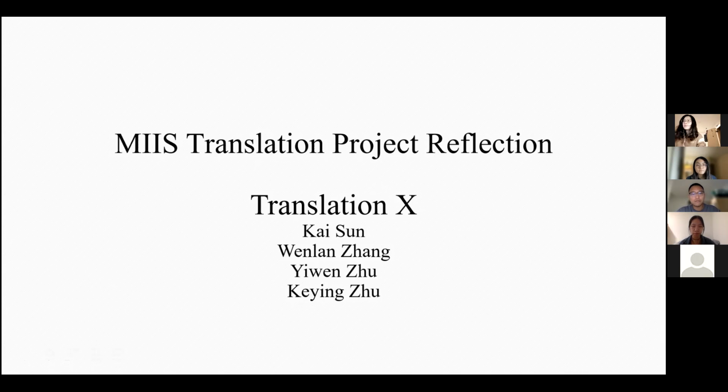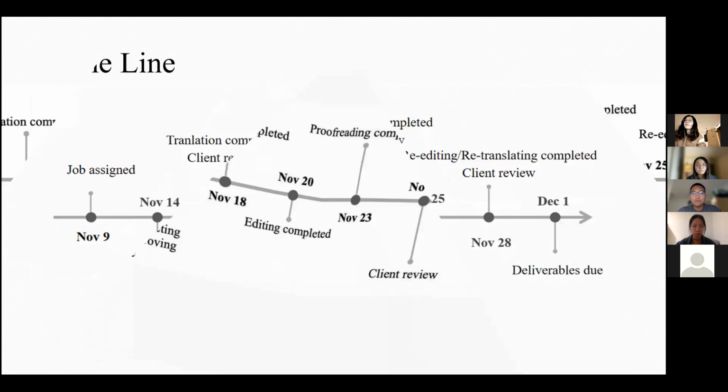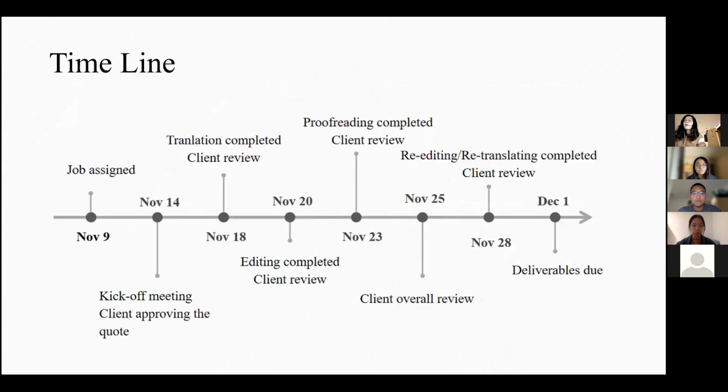Now, I'm going to share with you our first reflection, and the item is timeline. As you can see, this is the original timeline that we came up with. And our professor gave us a hint that client reviewers should be involved in every step. So in order to make that change, we came up with another version. However, adding client review in every step seems a little bit repetitive. Also, it's taking up a lot of space, which makes the timeline less reader friendly.